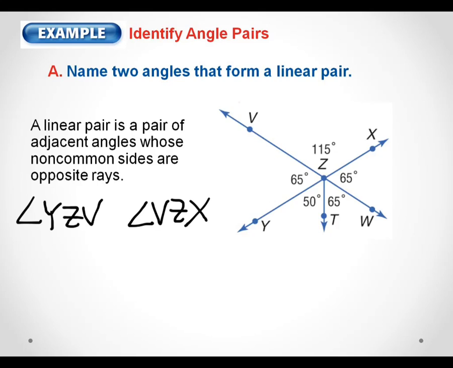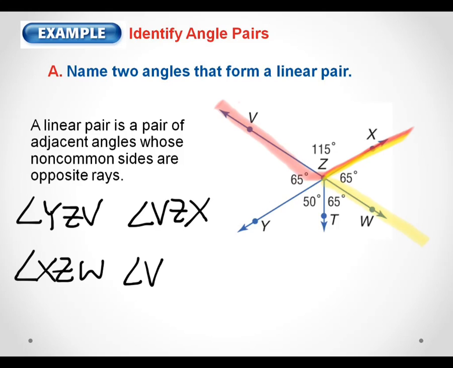Anybody got another pair? Yeah, Eric, what do you got? VZX, XZ... Exactly. VZX and XZY. Those form a linear pair because they're adjacent. Or sorry, VZW. I said that wrong. I'll write it out here. Angle XZW and angle VZX form a linear pair. Their non-common side's a straight line. They share one ray of an angle. They add up to 180 degrees. They're a linear pair.